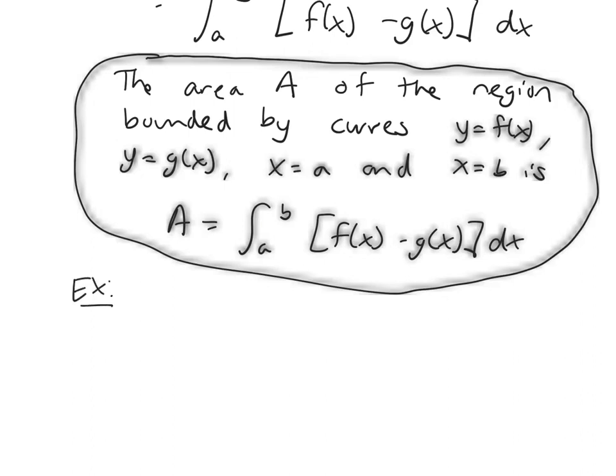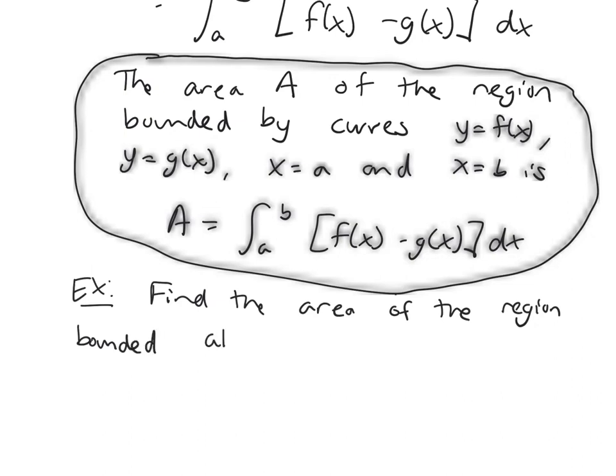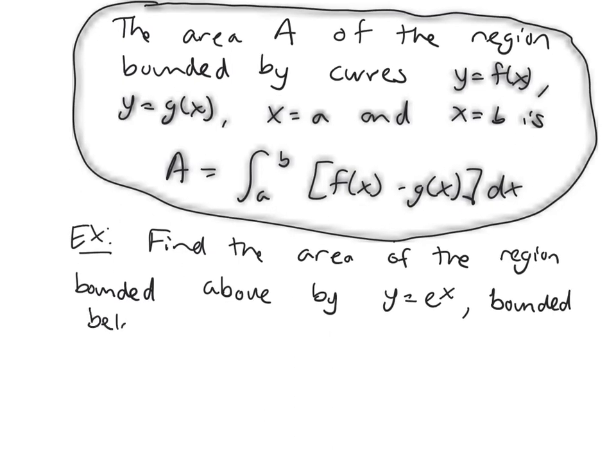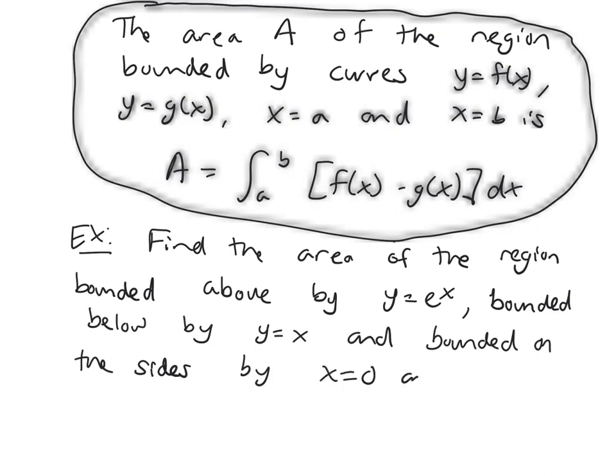Example, find the area of the region bounded above by y equals e to the x, bounded below by y equals x, and bounded on the sides by x equals 0 and x equals 1.